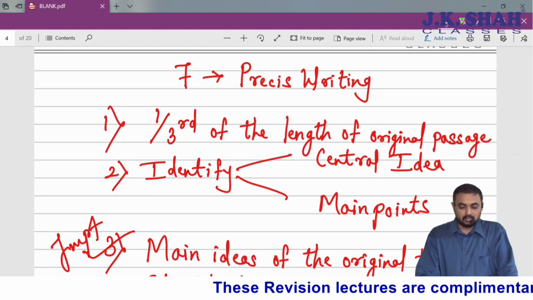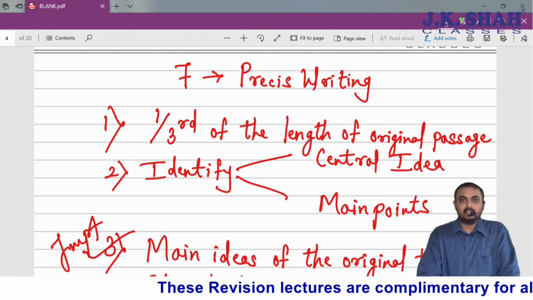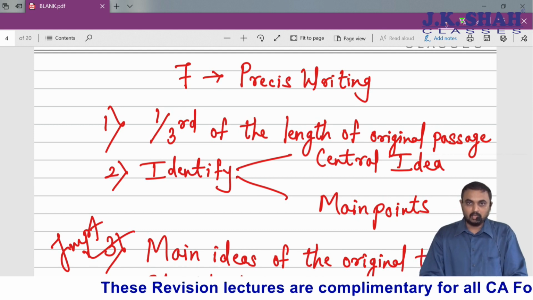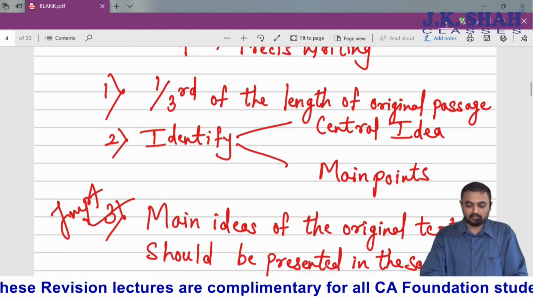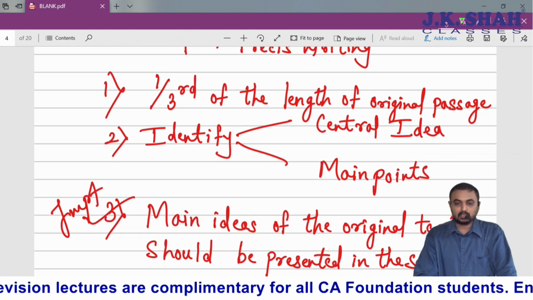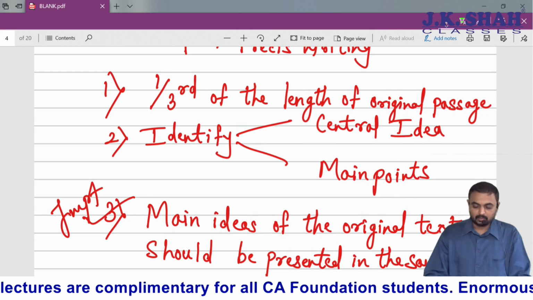First, it should be 1/3 of the length of the original passage. So whatever passage is given to you, you should make 1/3 of the actual content. That is closer to 33%.